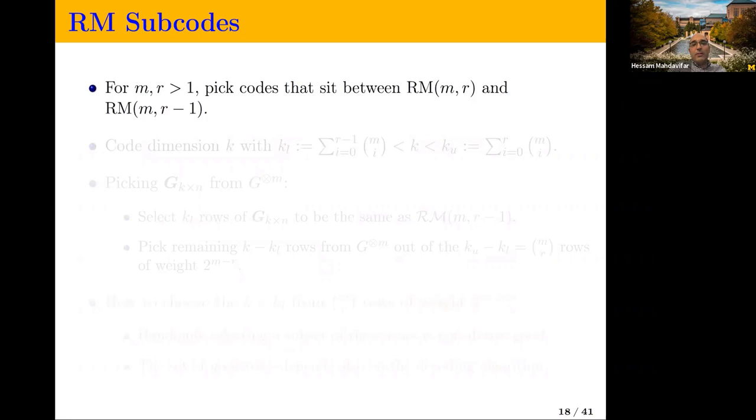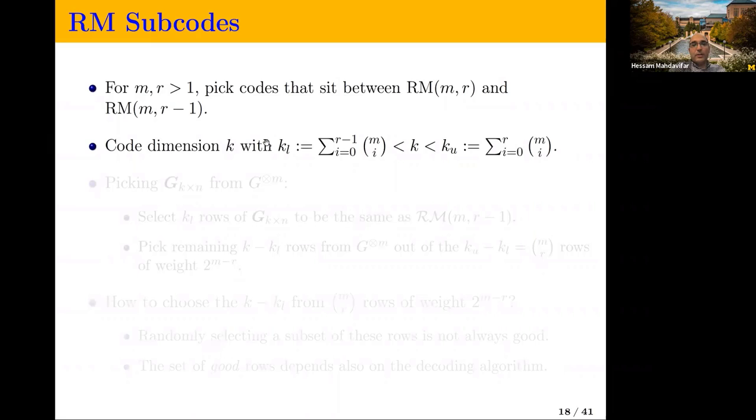To address the rate adaptivity, we can pick codes that sit between two consecutive order Reed-Muller codes, between RM(m,r) and RM(m,r-1). In other words, I pick those codes such that they contain the Reed-Muller code RM(m,r-1) but are also subcodes of RM(m,r). So the code dimension is between the dimension of the lower order Reed-Muller code and the dimension of the higher order Reed-Muller code.